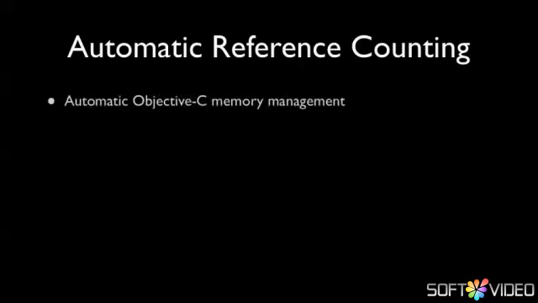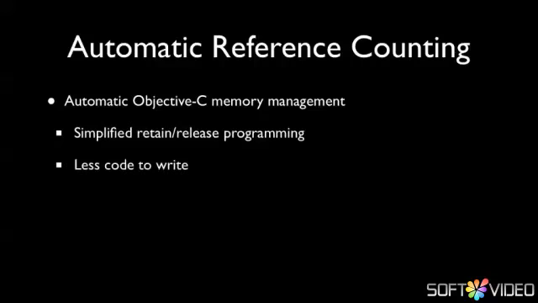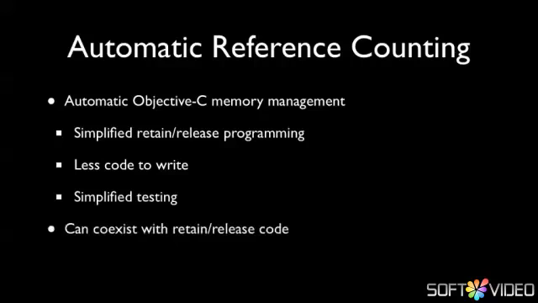Automatic reference counting is new in iOS 5, and it promises to make our lives as developers so much easier. Let's see how. What is automatic reference counting? It is automatic Objective-C memory management, which brings along with it simplified retain-release programming, which means less code to write, and simplified testing. It can coexist with retain-release code, and it can be retrofitted to existing applications.